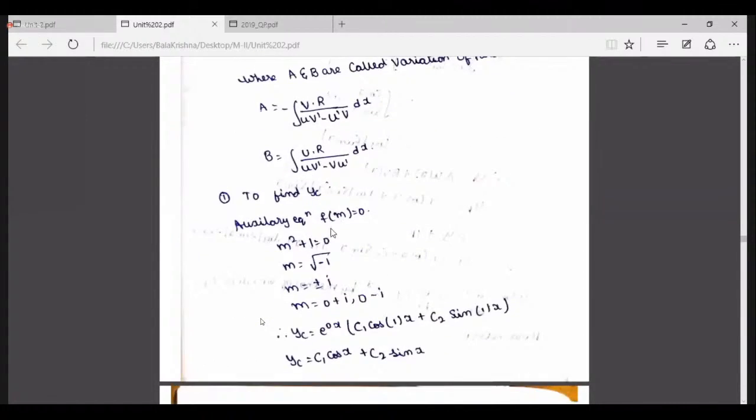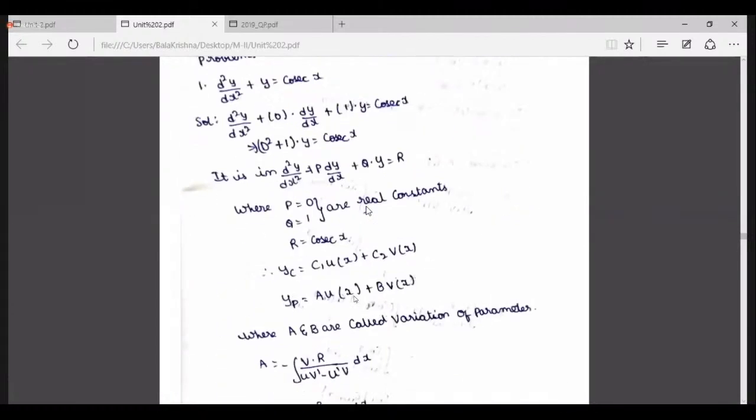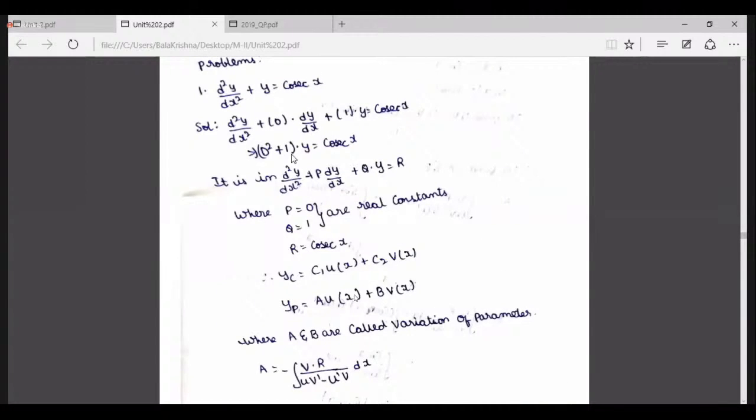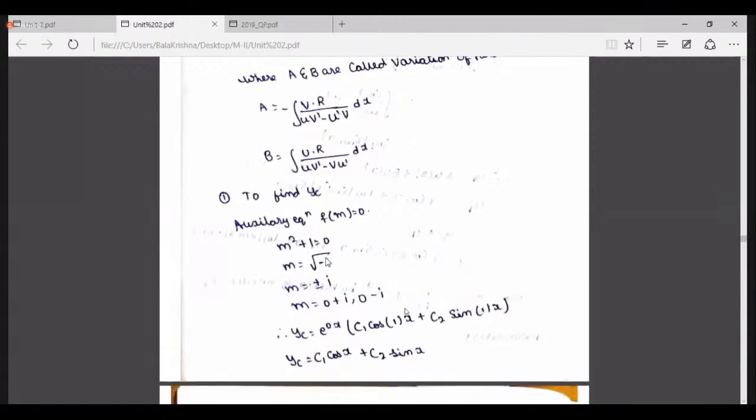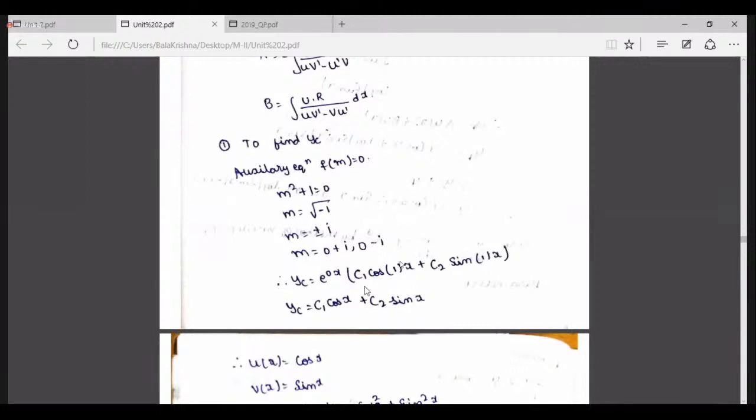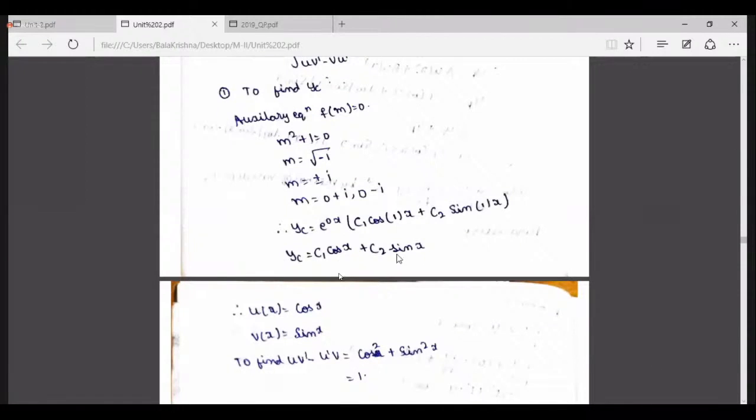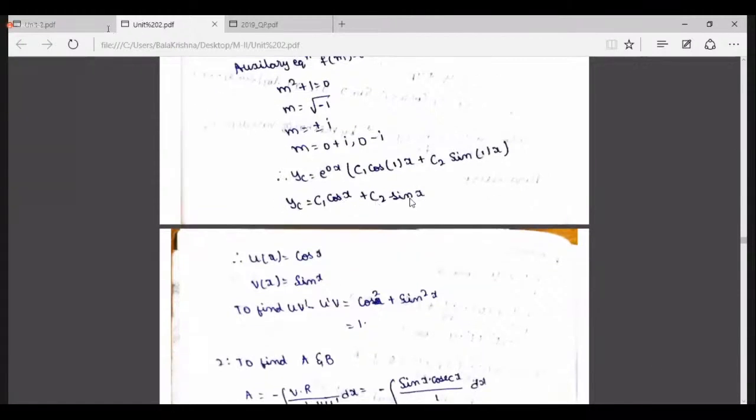Okay, so first, as usual, you need to find the complementary function, that is, by solving its auxiliary equation. Here the auxiliary equation is what? D square plus 1 into y is equal to q of x, that is f of D is D square plus 1. So f of m is m square plus 1 equal to 0. The roots are complex and distinct, so therefore the complementary function is this one. So in this, c1 into u of x plus c2 into v of x, that means this is u of x and this is v of x. From the complementary function only, you will be writing that u function and v function. U is cos x and v is sin x.